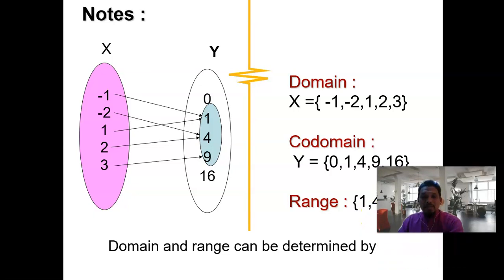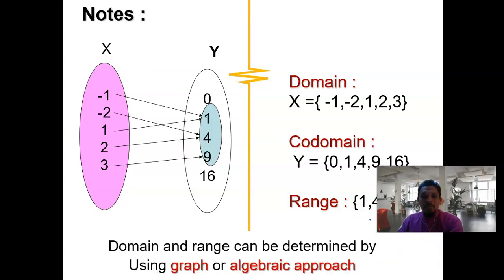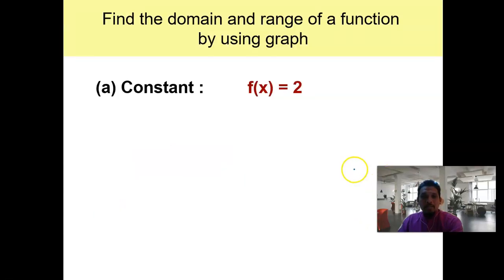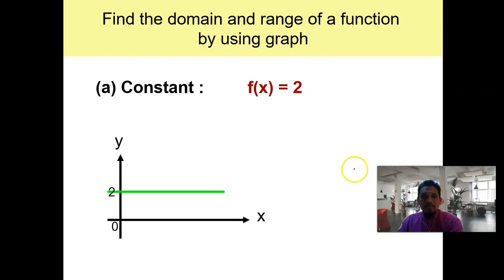Domain and range can be determined by using the graph or algebraic approach. So, find the domain and range of a function by using a graph. Okay, so now let's say we have the graph of y equal to 2. So y equal to 2 means it's a horizontal line on the graph.